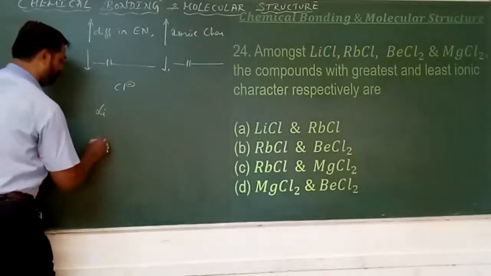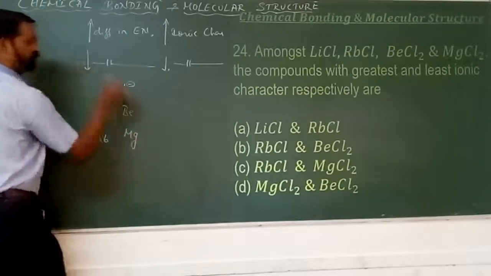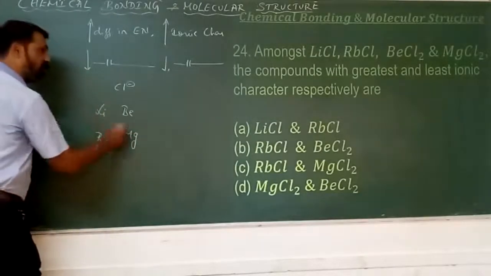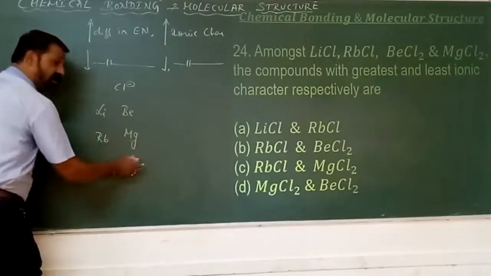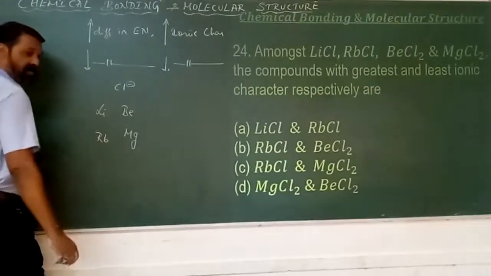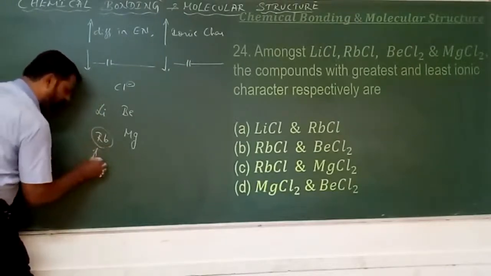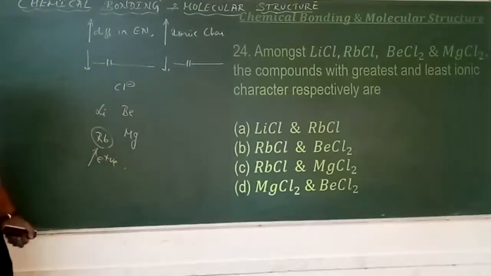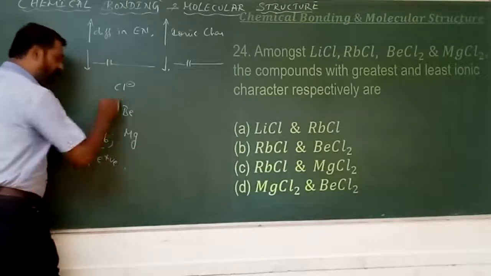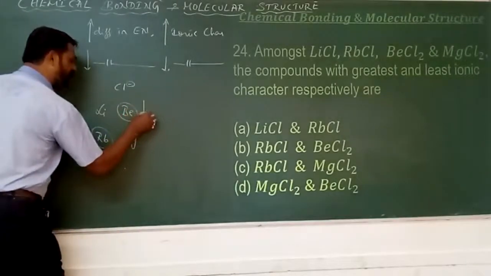Lithium, rubidium, beryllium, and magnesium. Which is more electropositive here? These two are more electropositive compared to the others. Lithium and rubidium are alkali metals, and beryllium and magnesium are alkaline earth metals. Among the alkali metals, electropositivity increases from top to bottom. Therefore, rubidium is the most electropositive. The alkaline earth metals are less electropositive compared to the alkali metals.